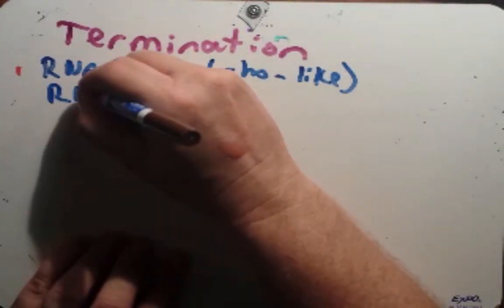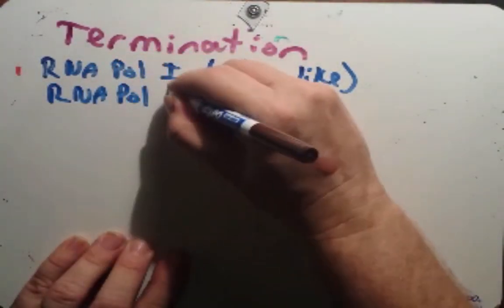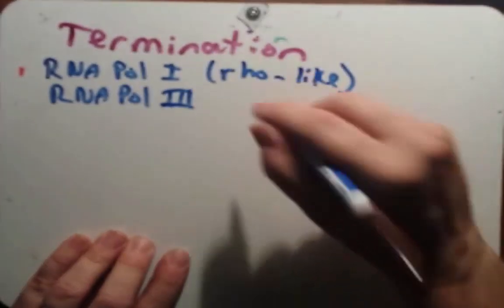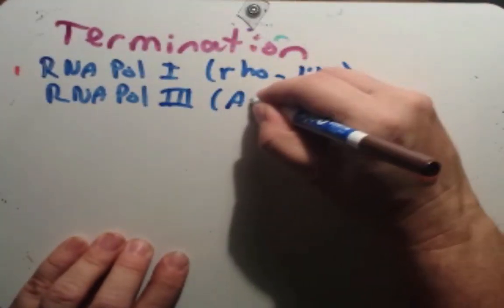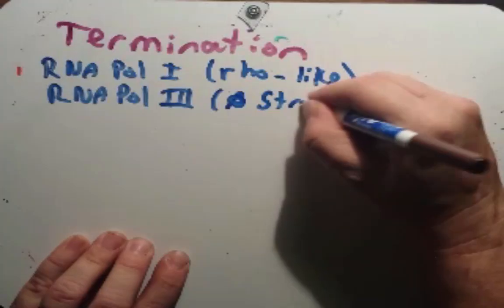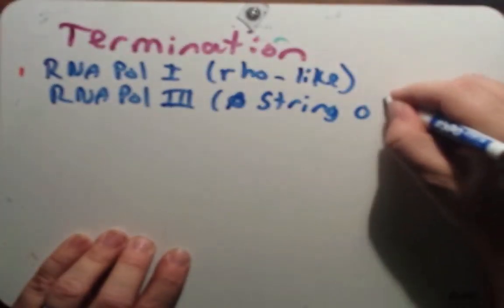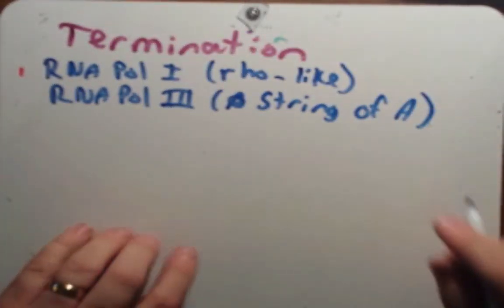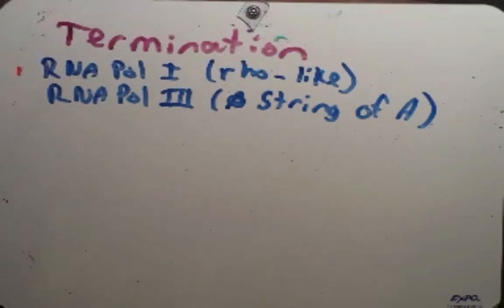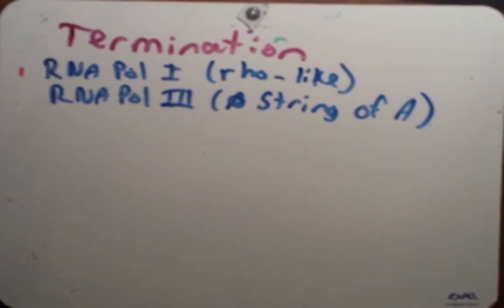Then RNA polymerase 3 terminates after having a long string of adenine. They pair with the uracil, and that weak association allows it to fall off, similar to rho independent termination that we see in bacteria.